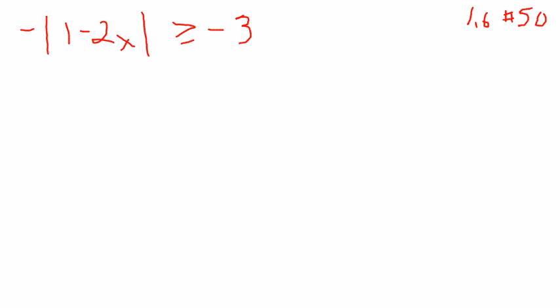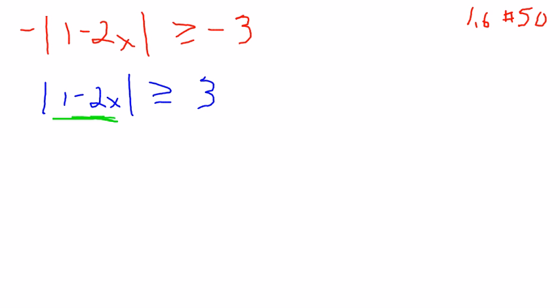I do it on the outside. I don't go and transfer that negative inside the absolute value. Instead, I just get absolute value of 1 minus 2x is greater than or equal to 3. Okay, so people tend to have trouble with this sometimes.